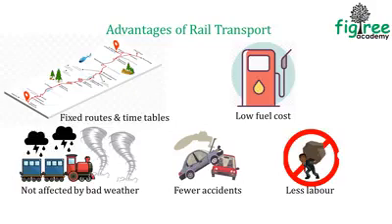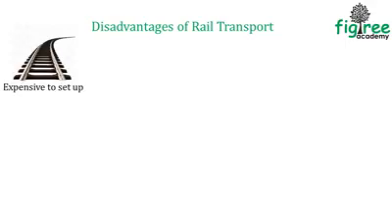So now we want to move on to the disadvantages of rail transport. Number 1, it is very expensive to set up. The railway tracks must be constructed and it's very expensive. Then train engines and wagons must be bought and stations must be built, hence it becomes so expensive.